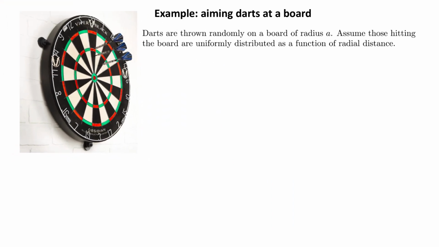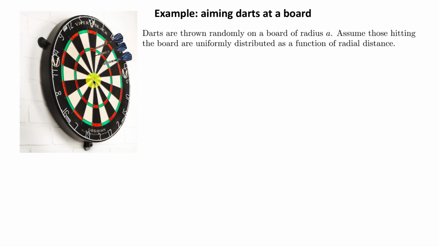Let's now take a less trivial example of a joint probability distribution function. We are aiming darts at a board, as shown over here, and these are thrown randomly on this board, which has radius A. Let's assume that those hitting the board are uniformly distributed as a function of radial distance. So, although you have aimed for the center of the dart board, yet your dart may have landed here, or here, or here. And furthermore, it could have landed here, here, here, or here. In other words, both in terms of angle and in terms of radial distribution, there is randomness.